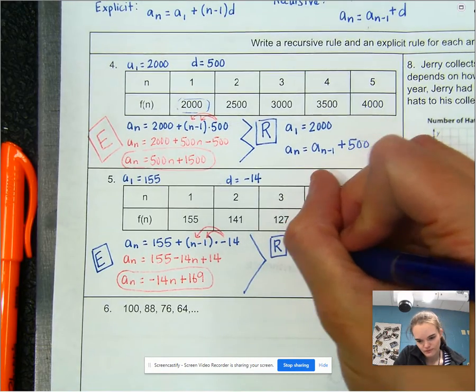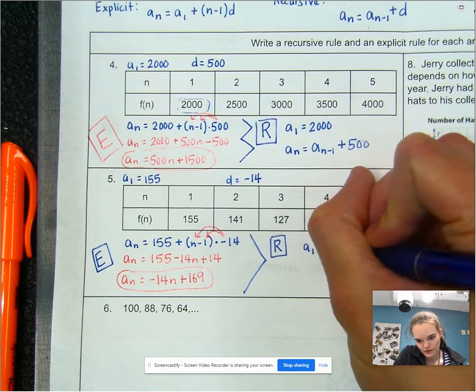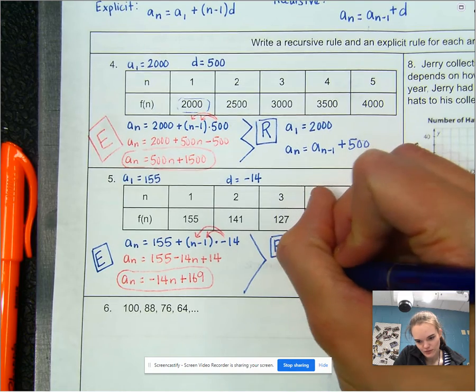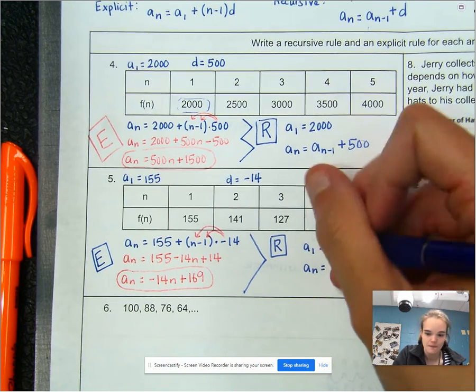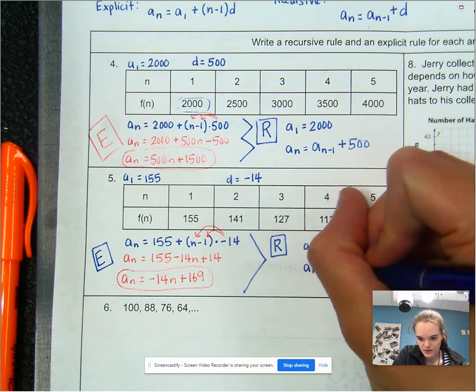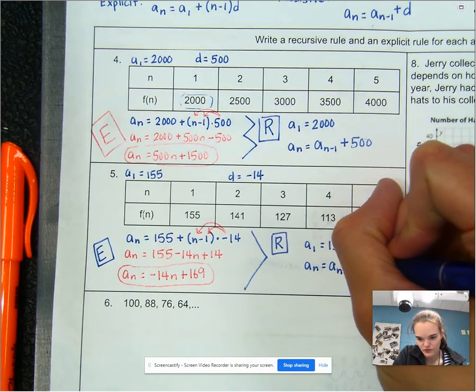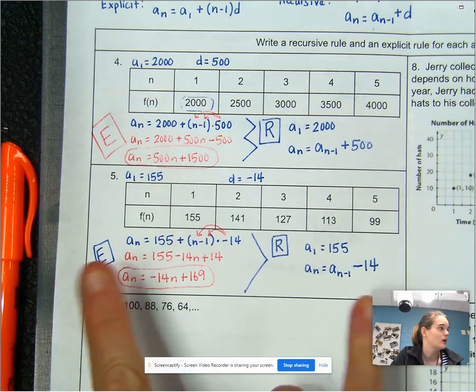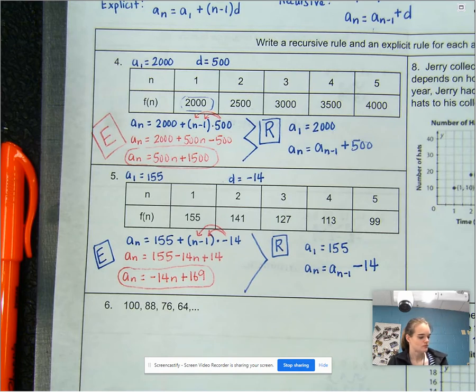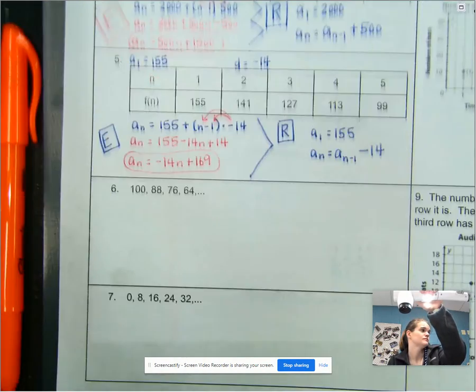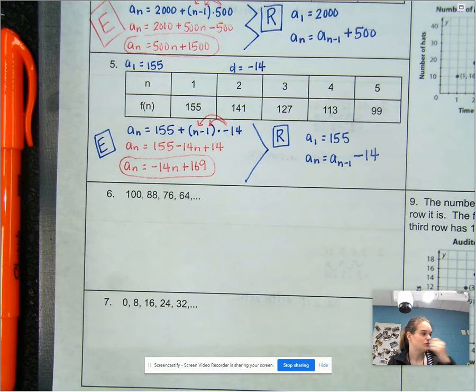A sub 1 equals 155. A sub n equals a sub n minus 1 minus 14. There's both. Okay, number 6. These they do take a little bit of time, but it's not a lot of math involved. It's just a lot of plugging in the formula.